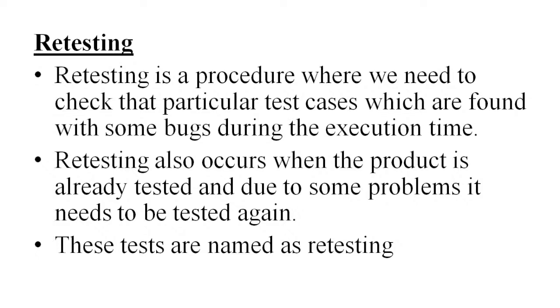So under this condition, retesting is done in two ways. First, retesting is done during execution: the testers raise some bugs, the bugs are fixed by the developers, and after that we need to retest whether they are fixed or not. The second condition is when the entire application is tested and is ready to release. During that stage we can perform some retesting because some issues were raised, so we do the retesting again. These conditions are named the retesting conditions.